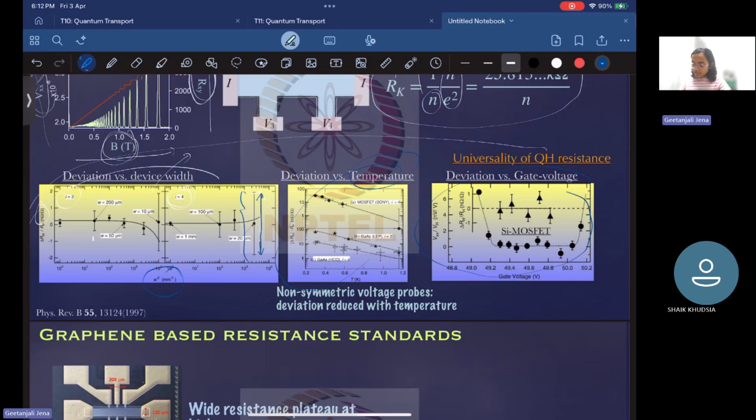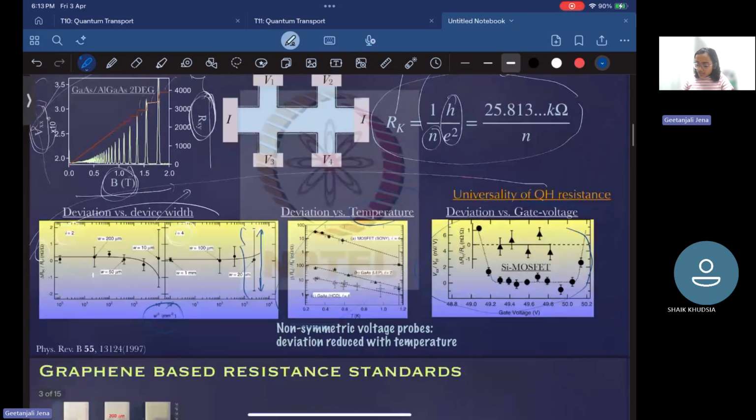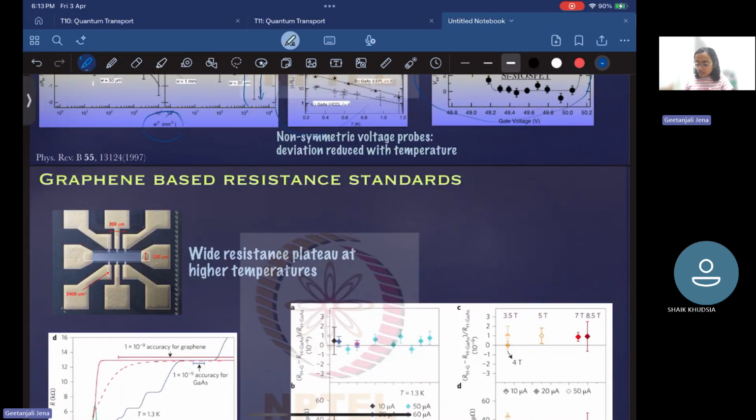So from all these experiments, from all the observations, you can say that the Hall resistivity is kind of a universal constant, and it doesn't depend on device width or temperature, or on the carrier concentration. So we can use it to measure the resistance of some unknown device whose resistance we don't know.